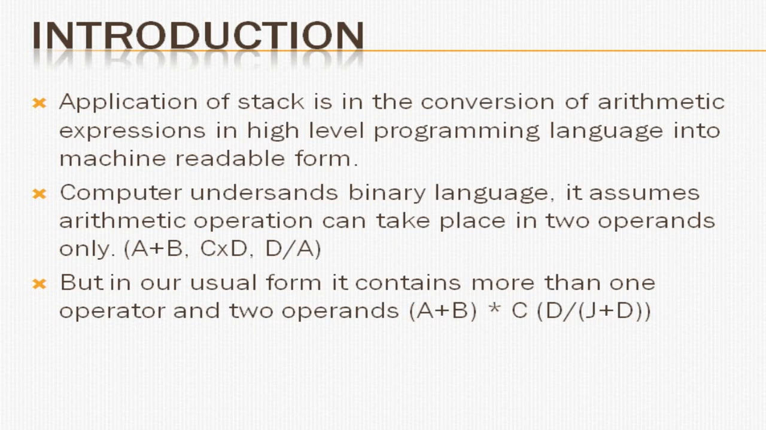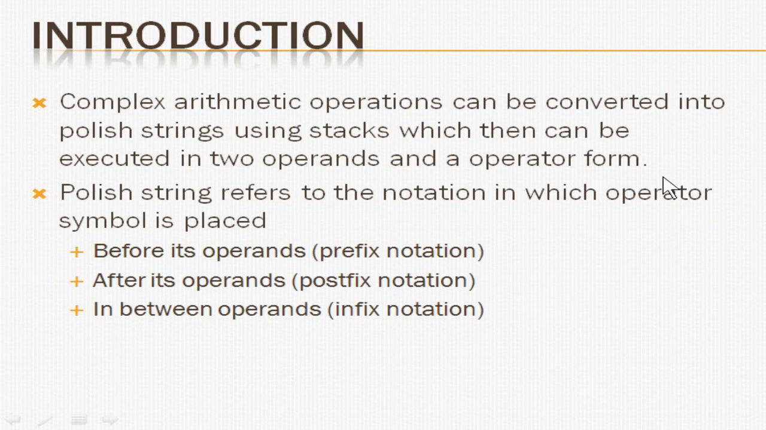But in our usual form, an expression contains more than 1 operator and 2 operands. You can see an example given here, mixed with many operators and operands. So in this form, this is a complex arithmetic expression. How will this be converted into binary? That is using stack. Complex arithmetic operations can be converted into polish strings using stack, which then can be executed in 2 operands and 1 operator form. That is, it will be converted into polish strings.